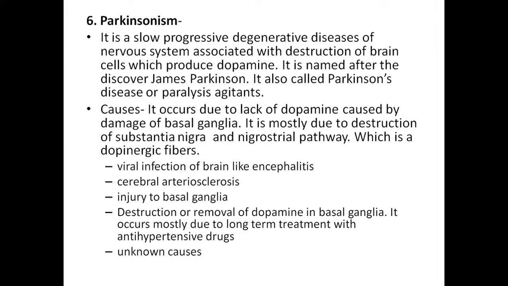Causes. It occurs due to lack of dopamine caused by damage to the basal ganglia. It is mostly due to destruction of the substantia nigra and the nigrostriatal pathway, which consists of dopaminergic fibers. Other causes include viral infections of the brain like encephalitis, cerebral arteriosclerosis, injury to the basal ganglia, and destruction or removal of dopamine in the basal ganglia. It also occurs due to long-term treatment with antihypertensive drugs, or from unknown causes.